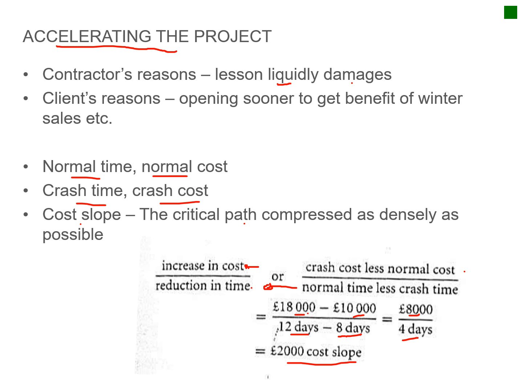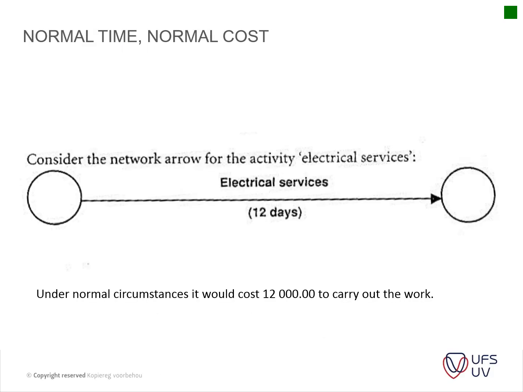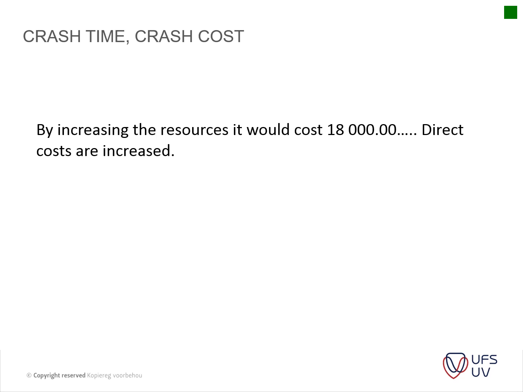Let me just get that page. Okay, it starts on page 186. Just explaining it a little bit better, you've got your normal time and normal cost. You consider a network arrow for the activity of electrical services. For instance, your electrical services would have taken 12 days under normal circumstances at a normal cost, so that's your normal time. Crash time is by increasing the resources, it would cost £18,000. Direct costs are increased thus.